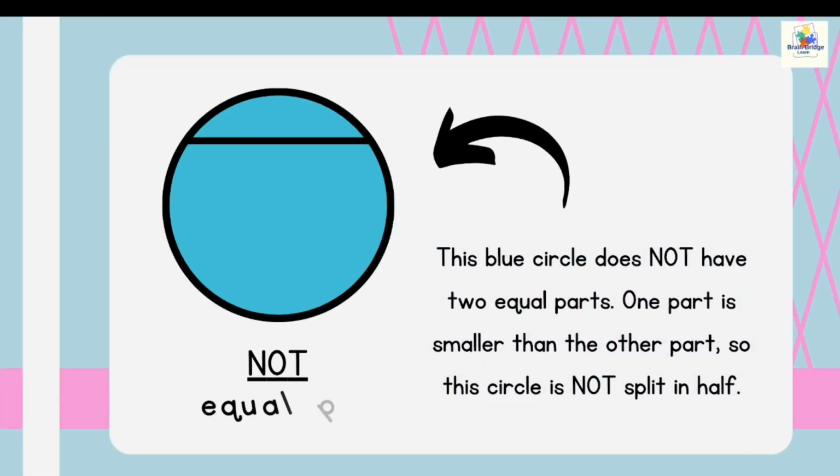Next we have this blue circle or this blue pizza. Here this blue circle does not have two equal parts. One part is little and the other part is bigger. So it is not split in half.